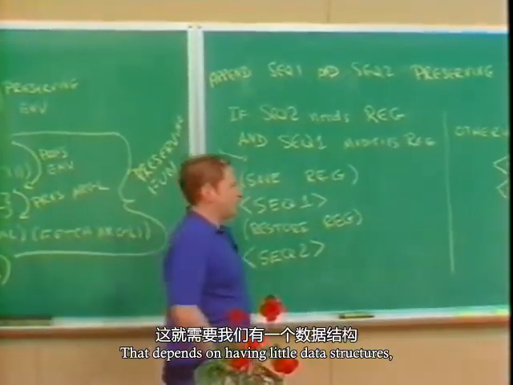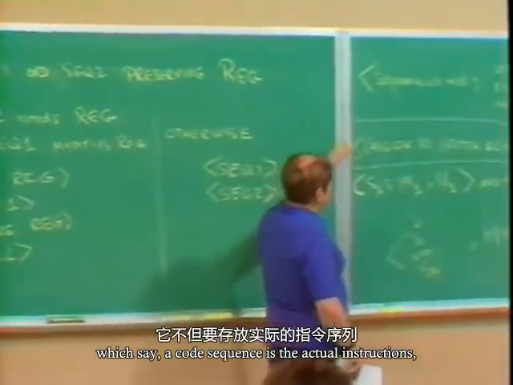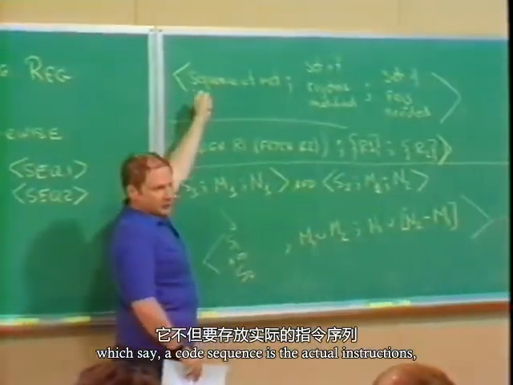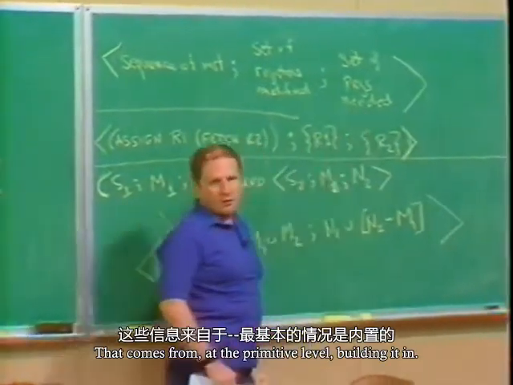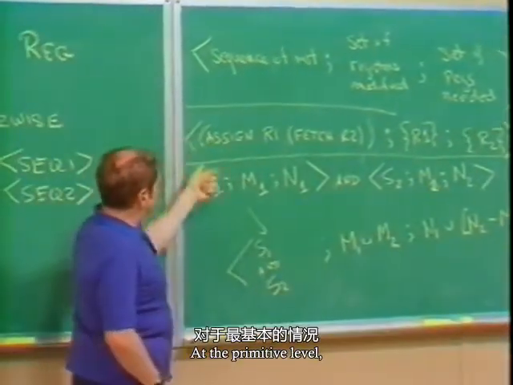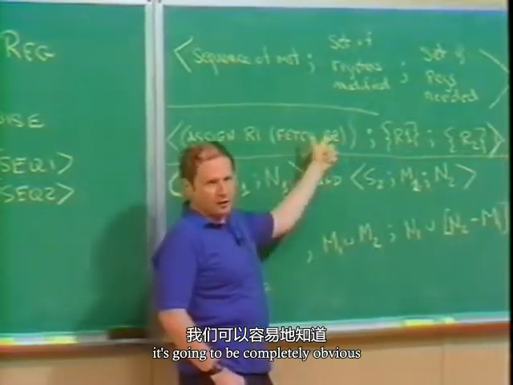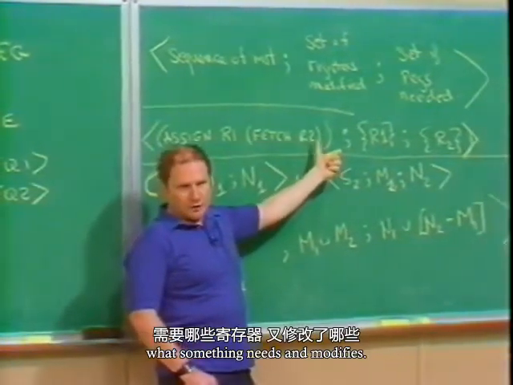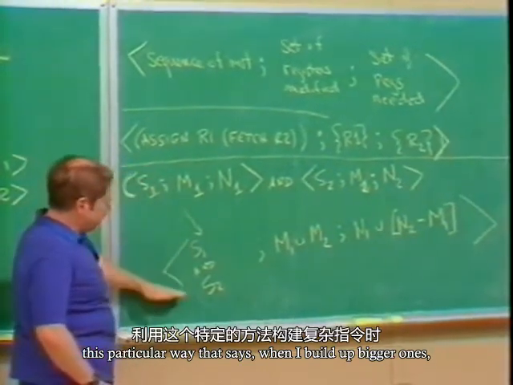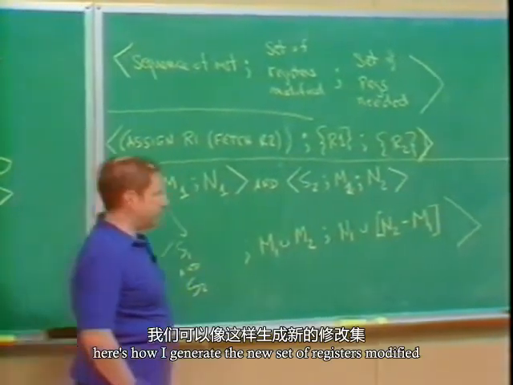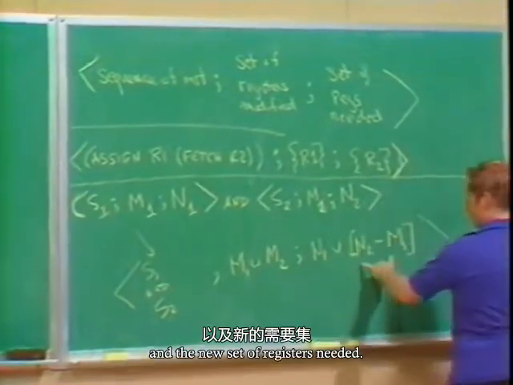That depends on having little data structures which say a code sequence is the actual instructions, what they modify and what they need. That comes from, at the primitive level, building it in, and at the primitive level it's going to be completely obvious what something needs and modifies, plus this particular way that says when I build up bigger ones, here's how I generate the new set of registers modified and the new set of registers needed.